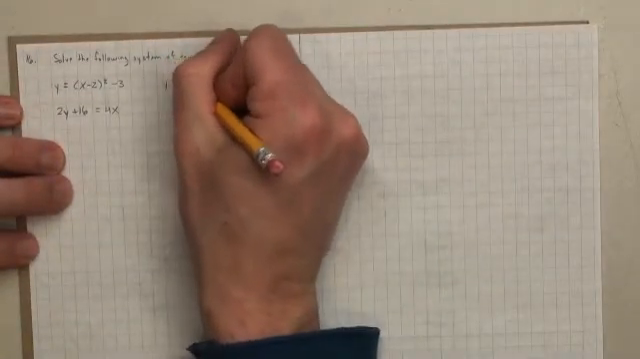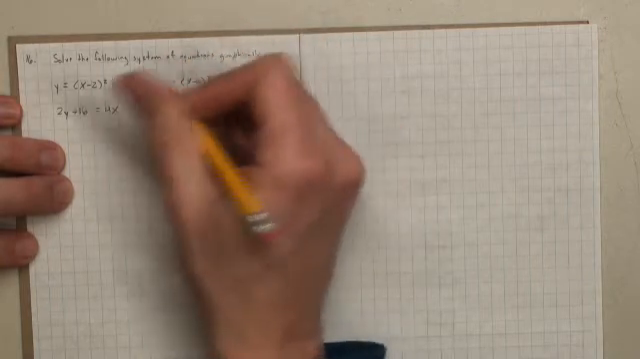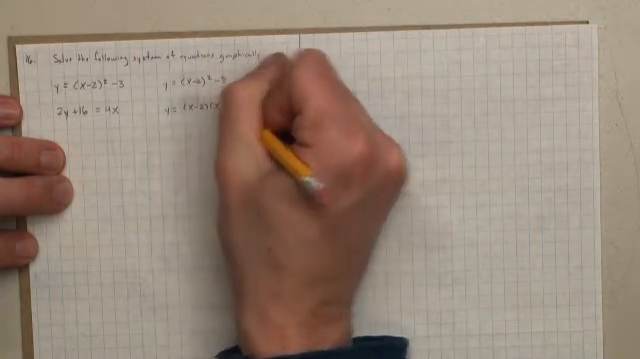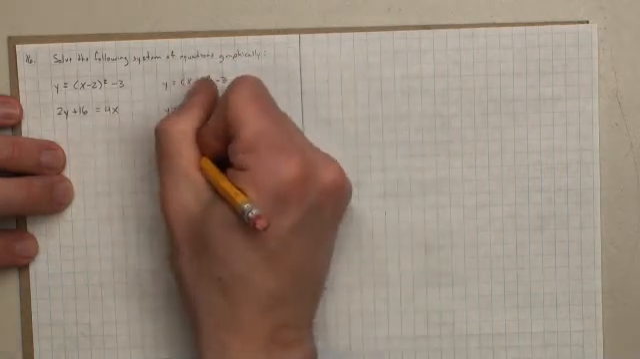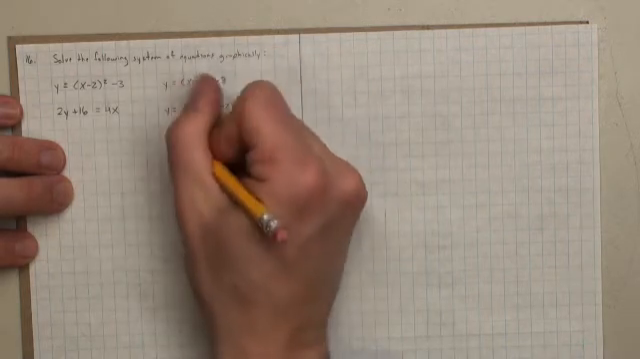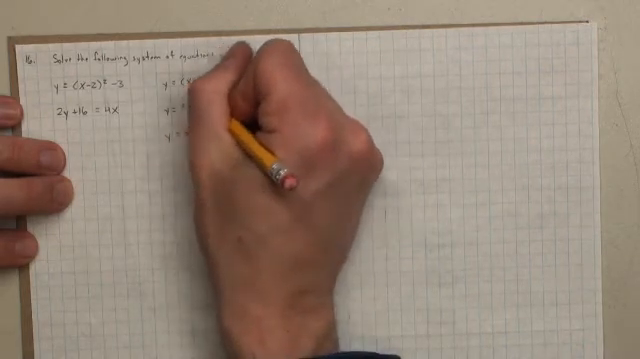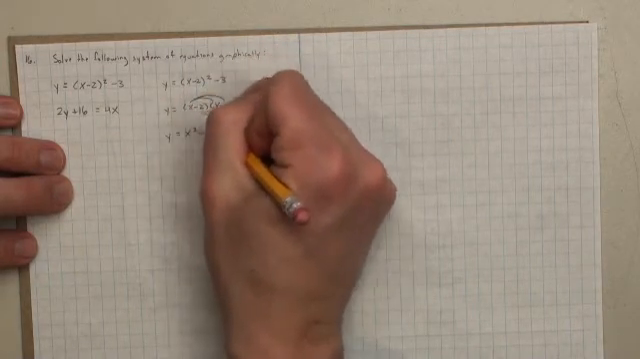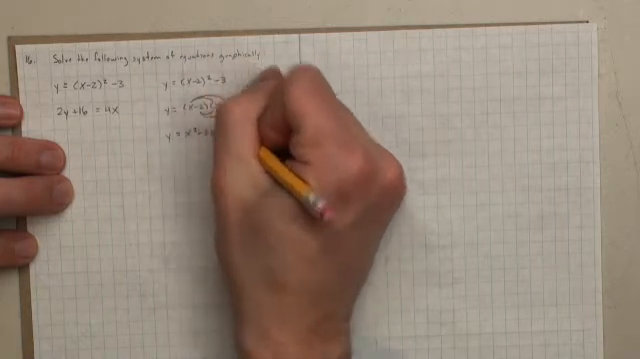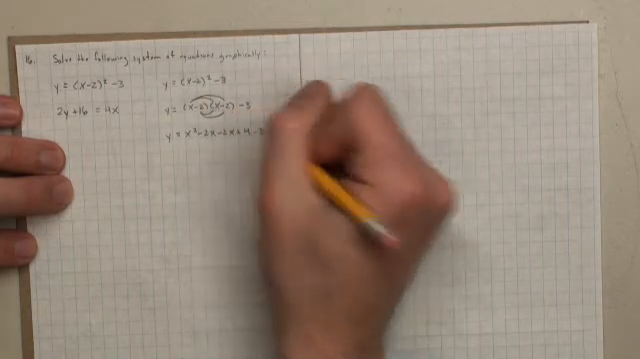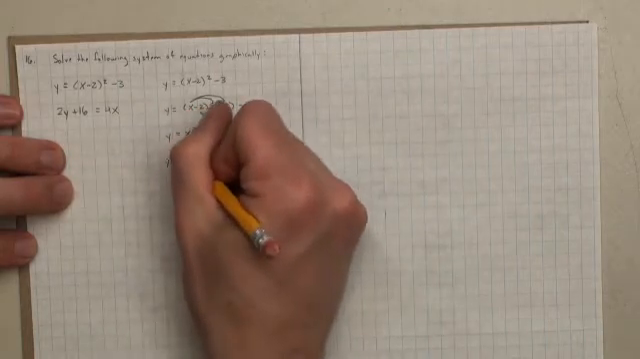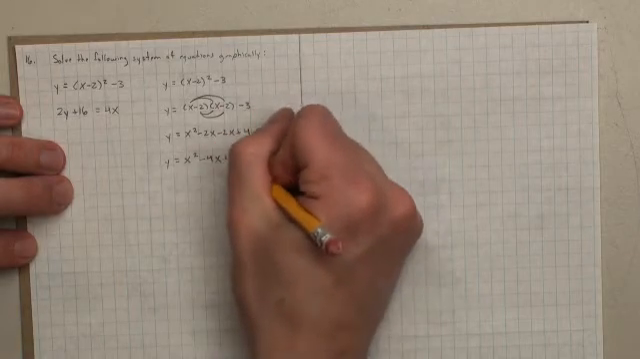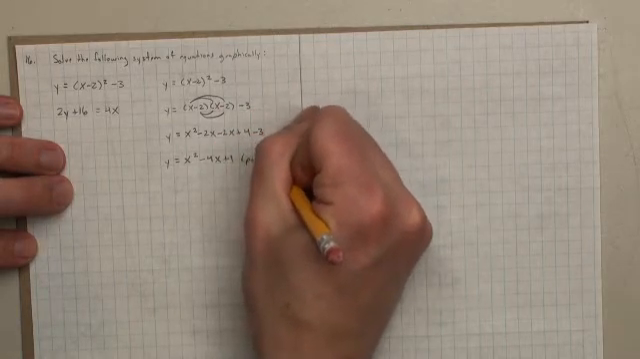Y equals x minus 2 squared minus 3, which is just y equals x minus 2 times x minus 2 minus 3, which is y equals, we multiply first terms, we're doing FOIL, x squared, we multiply outer terms, minus 2x, inner terms, minus 2x, and last terms, plus 4, and then we still have minus 3. So y equals x squared minus 4x plus 1. So this is our parabola.